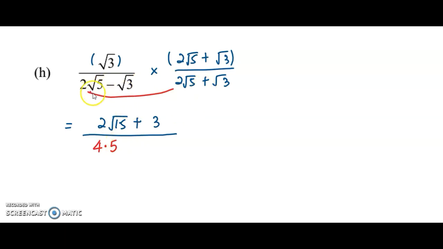And the term in the middle, where you're taking 2 surd 5 multiplied by surd 3 minus the surd 3 multiplied by 2 surd 5, these two terms cancel off each other. And the last term is negative surd 3 multiplied by positive surd 3, you got negative 3. Okay, so now simplify. On top is 3 plus 2 surd 15.